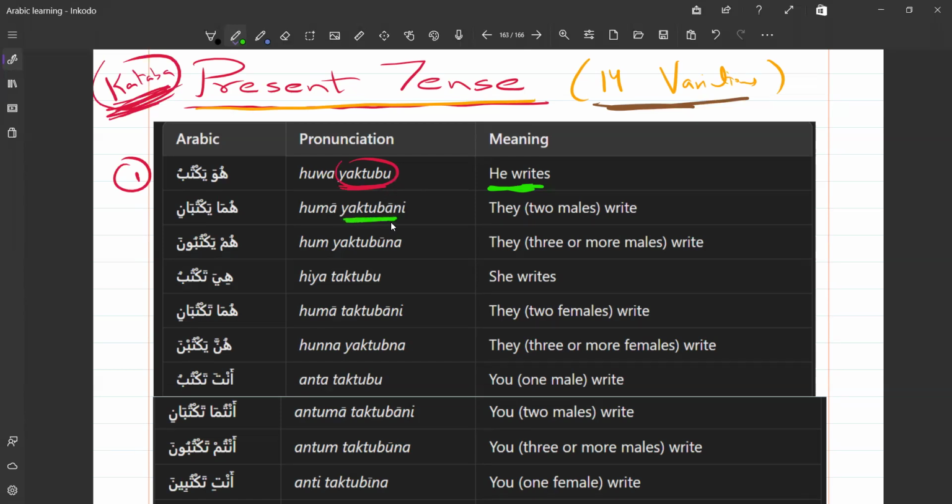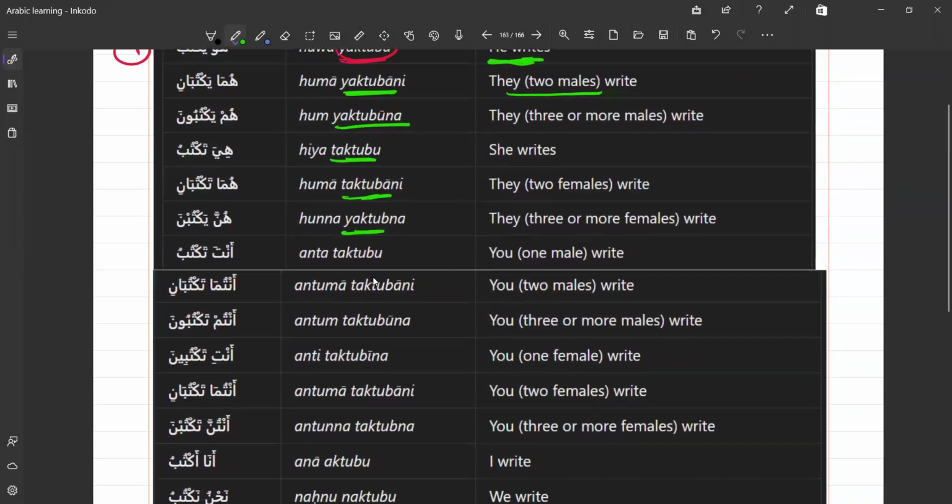Yaktubāni means they write, but for two males. Yaktubūna, again, they write, but for more than two males. And then we talk about the feminine version. Taktubu means she writes. Taktubāni means they two females write. And yaktubna means more than two females write. Then comes the second person variation.